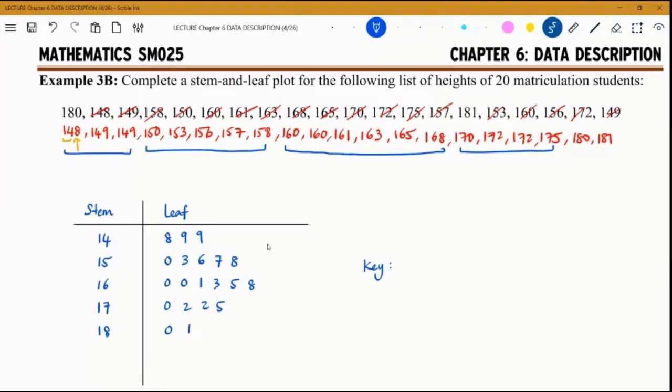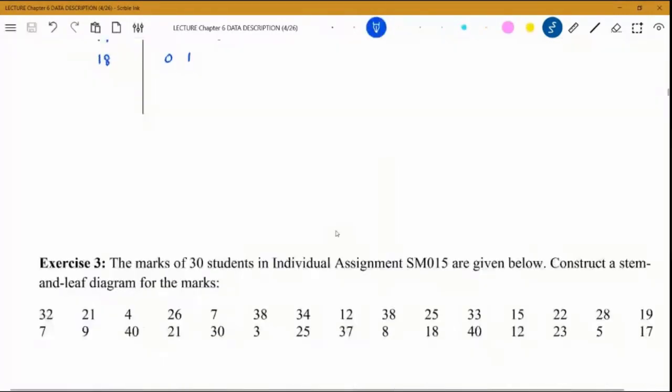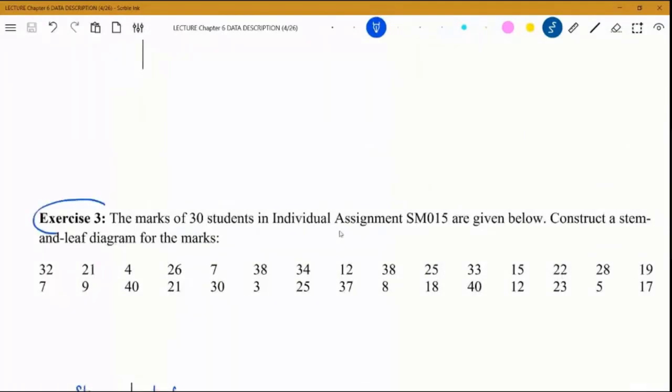Okay, so do we have enough data? 2, 4, 6, 8, 10, 12, 14, 16, 18, 20. Okay, so the key: let's say I put 14/8, which means 148. Okay, all right. Are you okay so far? Okay, exercise 3, I'll leave it to you for your own exercise. We will discuss in the class later.